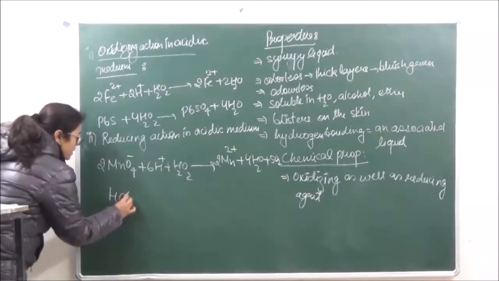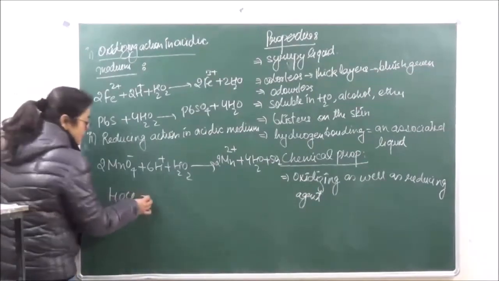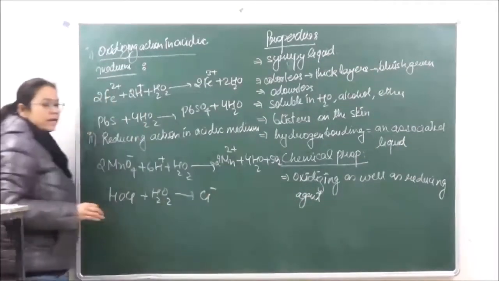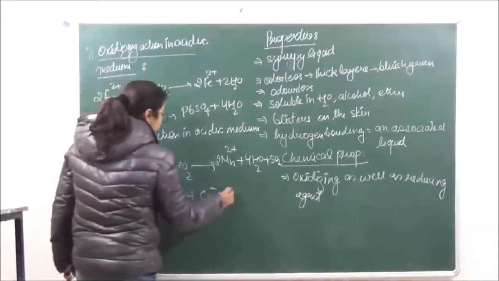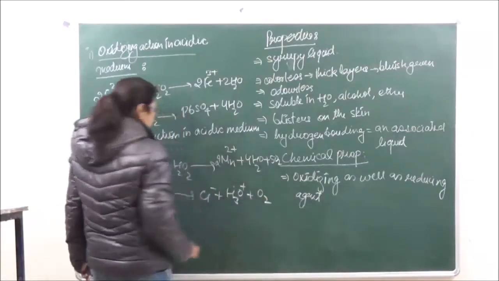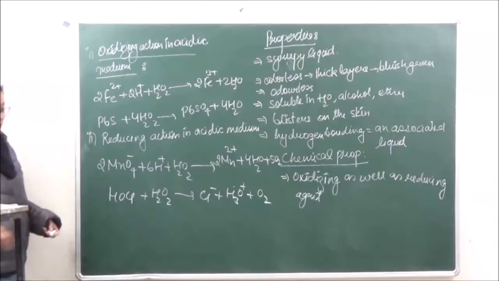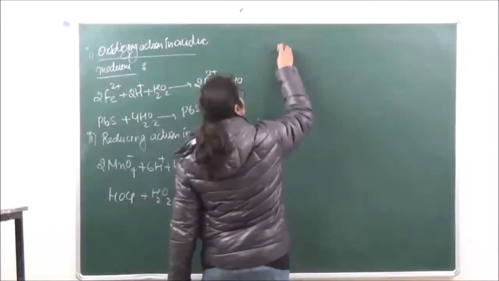Next we have the reduction of hypochlorous acid, HOCl, plus H2O2 to chloride ion. So over here Cl negative is going to be given, plus H3O positive plus O2. Then the next reaction is oxidizing action in basic medium. The third one which we are going to do is oxidizing action in basic medium.